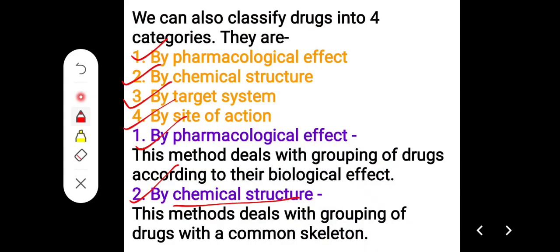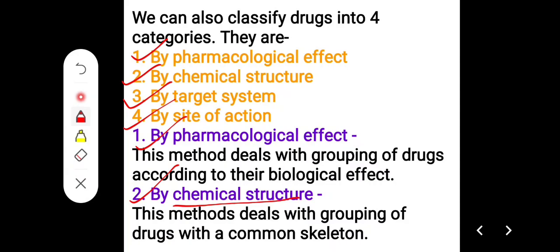Next one, we can also classify drugs into 4 categories. They are by pharmacological effect, by chemical structure, by target system, by site of action. By pharmacological effect, this method deals with grouping of drugs according to their biological effect, because all drugs or medicines do not have the same properties, the same biological effect.